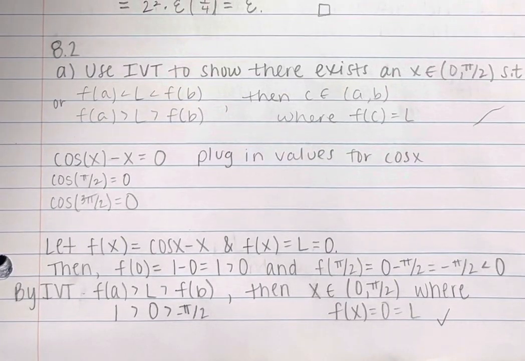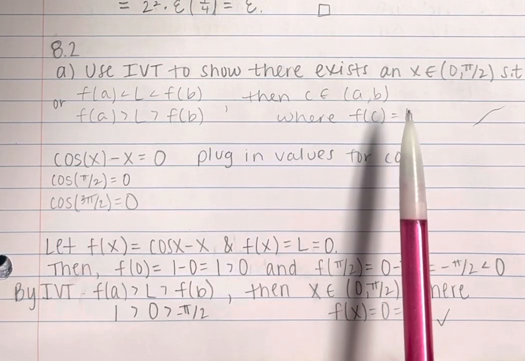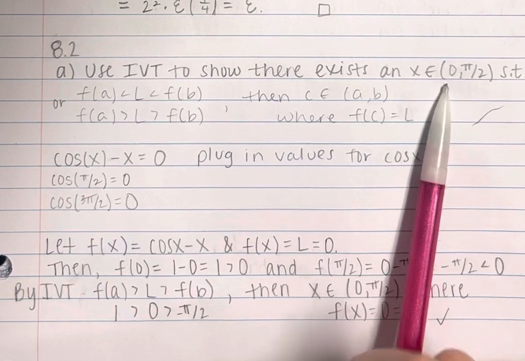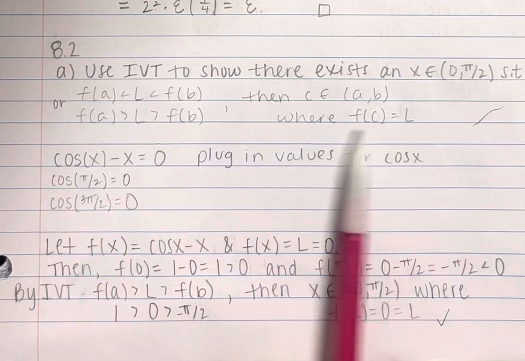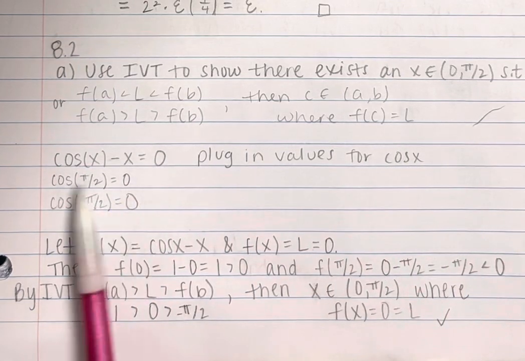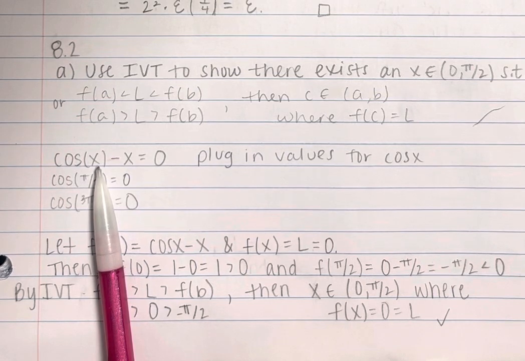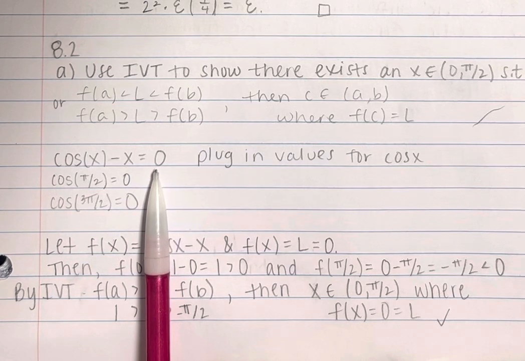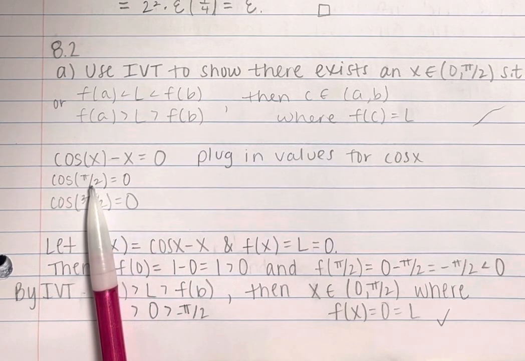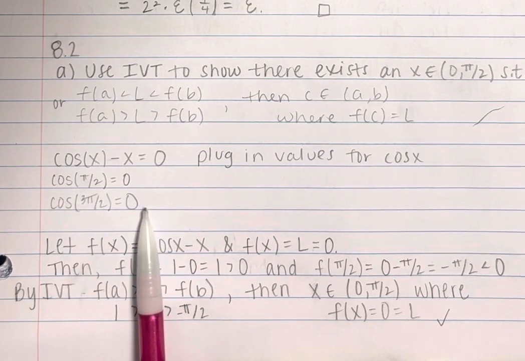On to 8.2a, using the intermediate value theorem to show that there exists an x in 0 to pi over 2 such that cosine of x equals x. Well, here we have the intermediate value theorem. We're gonna take this function and put it equal to 0. Just for example, we see that pi over 2 and 3 pi over 2 cosine are equal to 0.